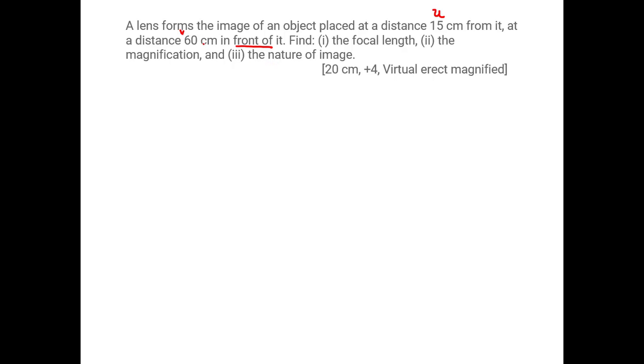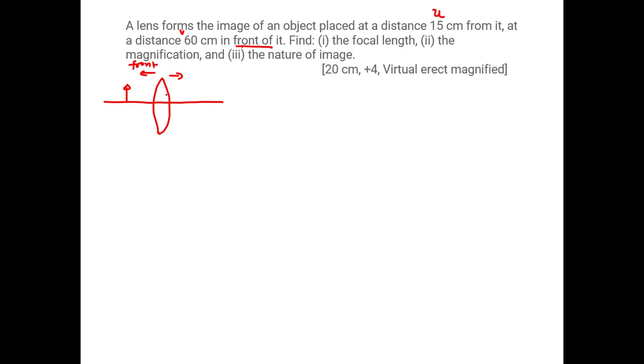So in this case, we have been given that the image is formed in front of it. So what does that mean? That means if this is, let us say, a convex lens, the object is placed over here. The image is formed in front of it, that means on the same side as the object. This is the front side of the lens. We are keeping the object over here, so we are on this side. So this is the front side of the lens.